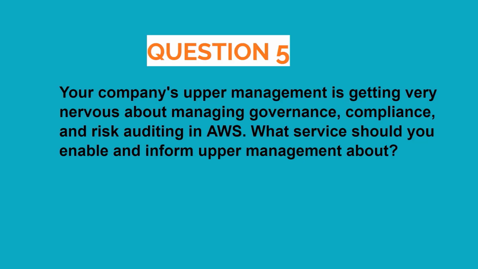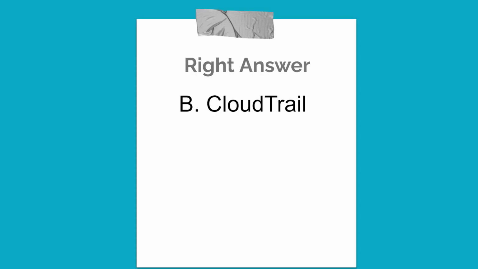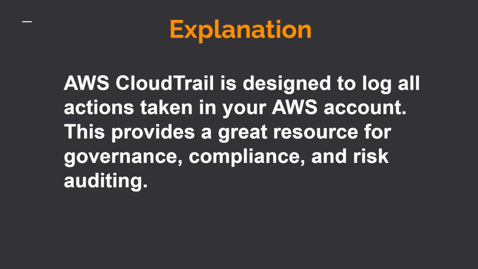Question 5. Your company's upper management is getting very nervous about managing governance, compliance, and risk auditing in AWS. What service should you enable and inform upper management about? Option A. Cloud Audit. B. CloudTrail. C. Cloud Compliance. D. CloudWatch. Right answer is B. CloudTrail. Explanation. AWS CloudTrail is designed to log all actions taken in your AWS account. This provides a great resource for governance, compliance, and risk auditing.